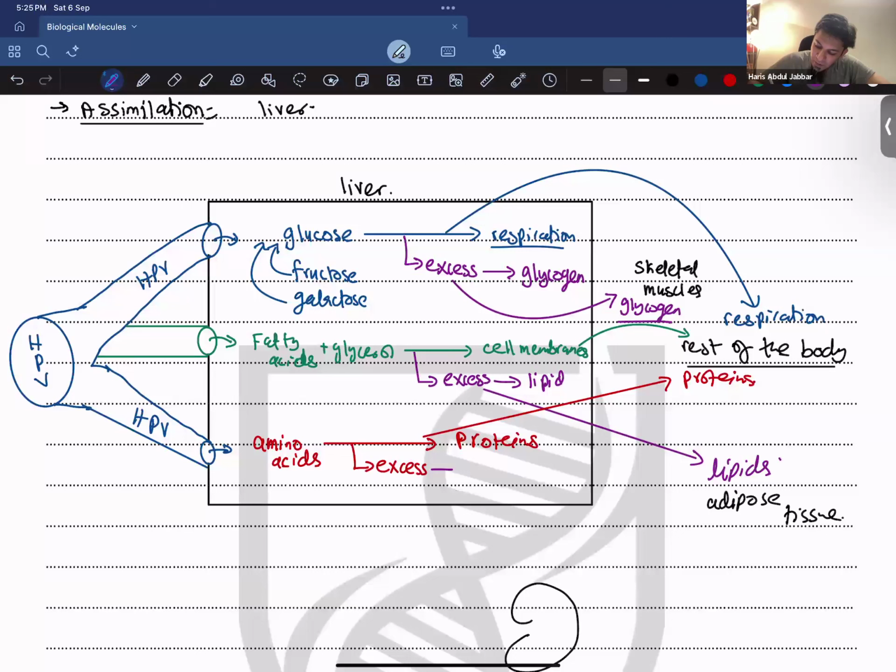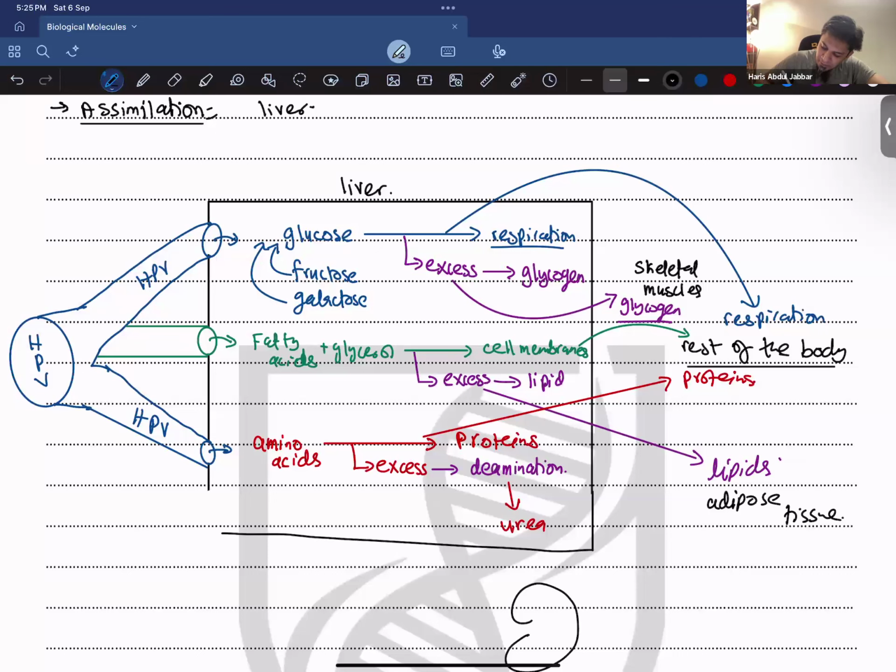These excess amino acids undergo a process that we call as deamination. And through deamination, what substance is produced? A yellow colored substance called as urea. ठीक है? So a yellow colored substance is produced that we call as urea.